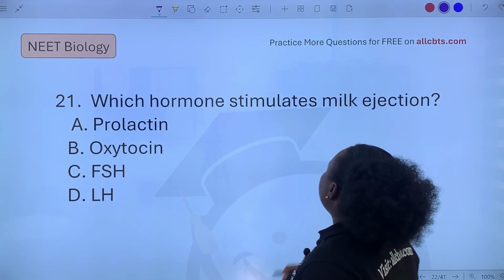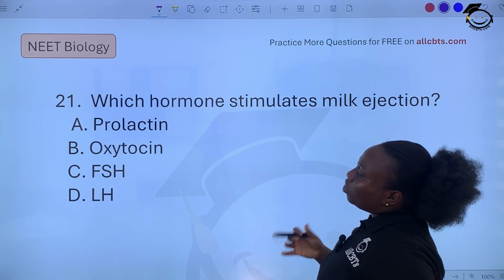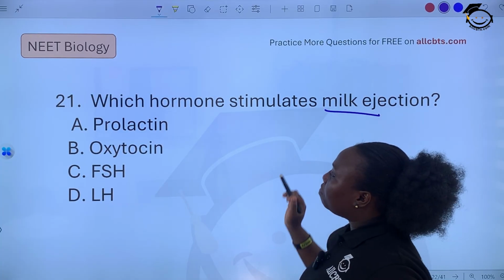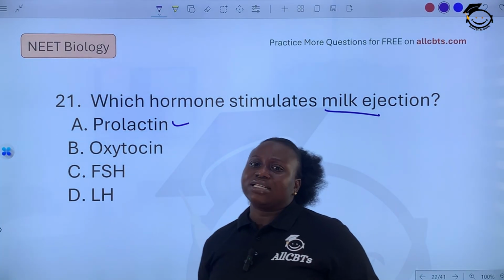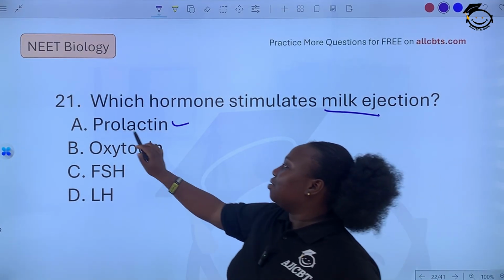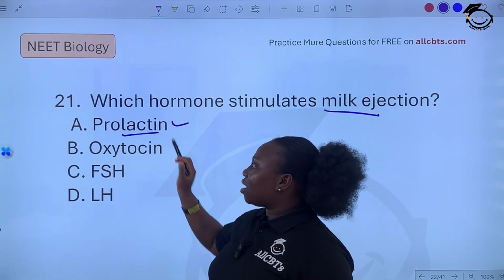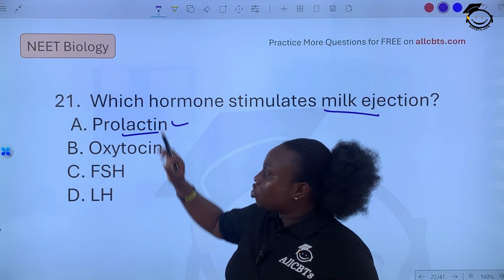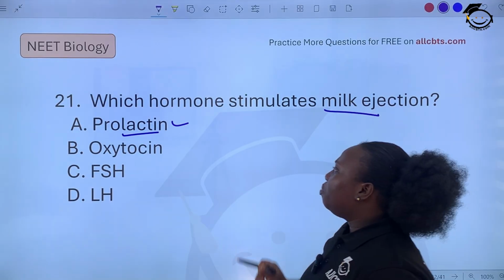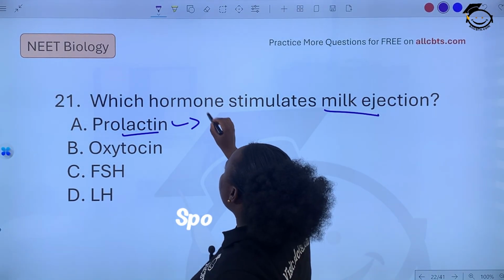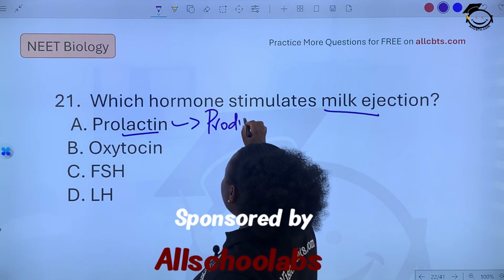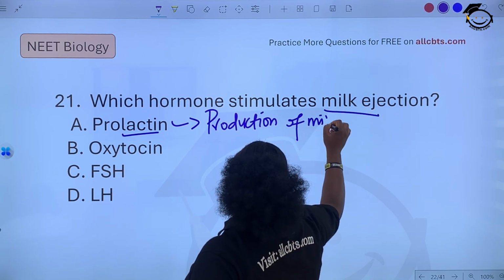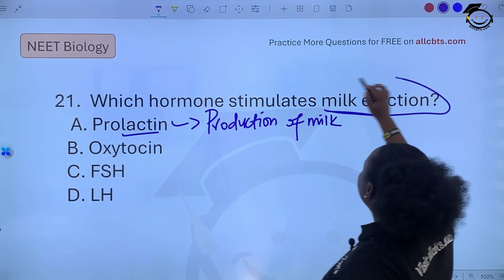Now, when mothers give birth, normally this milk production is caused by prolactin. Most people might think of prolactin because anywhere they see "lac" they know it means lactose, means milk, so immediately they just choose prolactin. But no, prolactin is only for the production of milk. But in this question we have milk ejection.